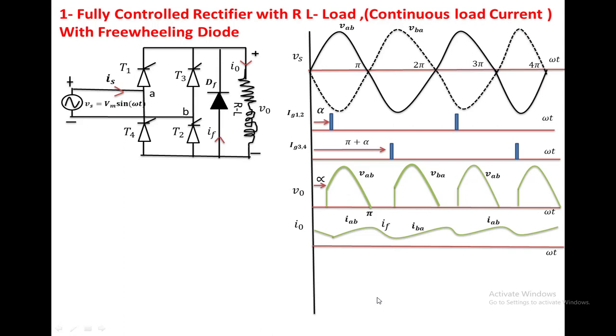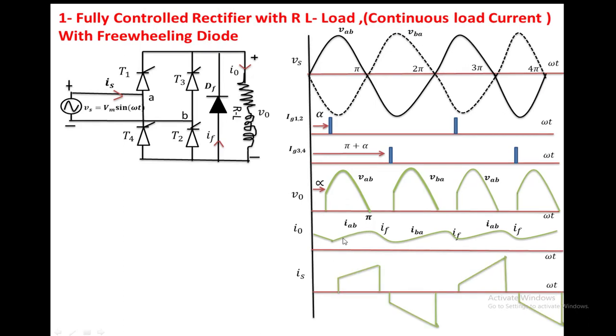If you draw the source current waveform, T1, T2 is conducting from alpha to pi. The source current becomes positive, that is equal to the load current. So the source current is the same as the load current, that is positive up to pi. From pi to pi plus alpha, DF is conducting, the source is not supplying any current, so the source current becomes 0. Again at pi plus alpha to 2 pi, the source current is equal to the load current, but it is negative.